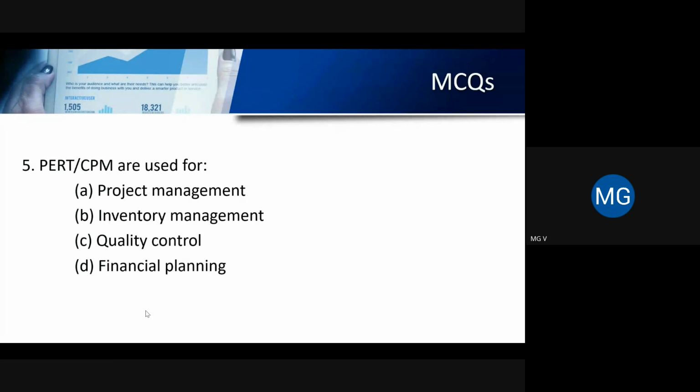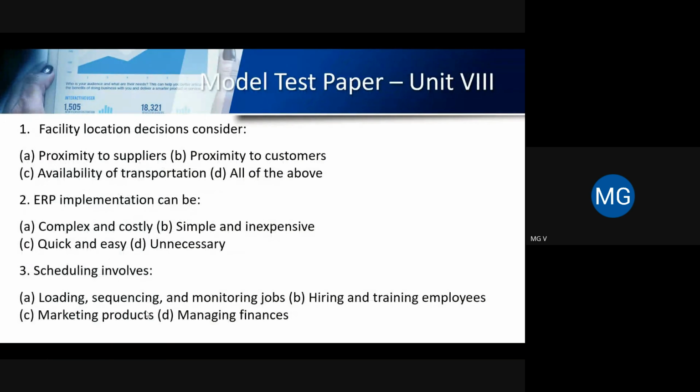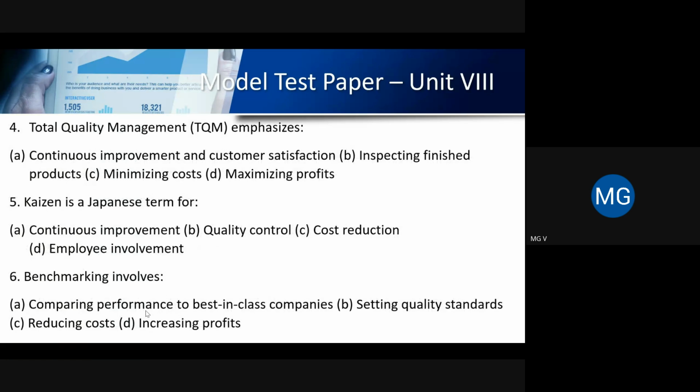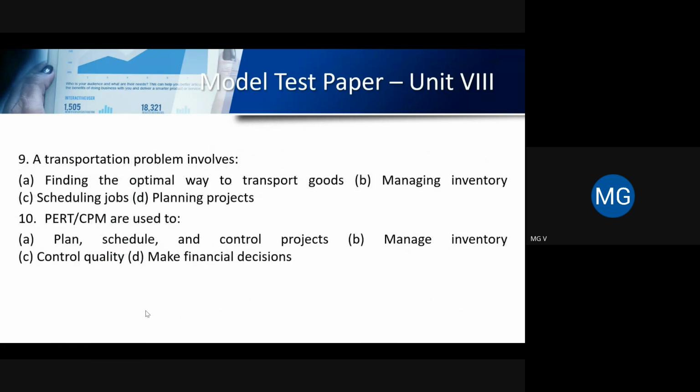PERT or CPM are used for project management, inventory management, quality control, or financial planning. Project management. Yes, right. It is for project management. Now, here are certain model test papers for Unit 8. You can go through these and then you can check your answers at the end.